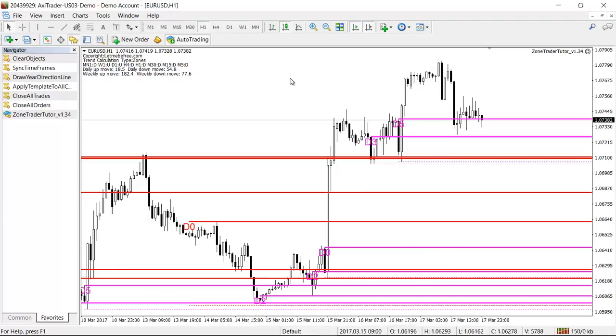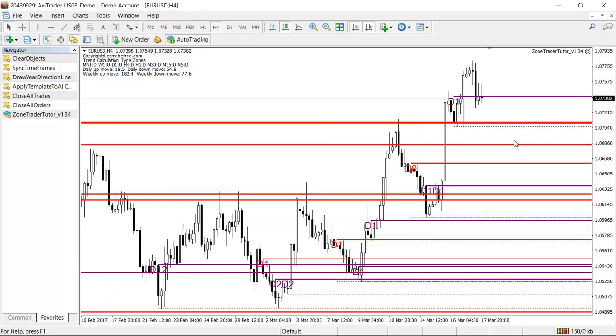H1 tends to be my favourite intraday time frame. H4 can be quite a good one as well. So here, for example, price has come back to this demand zone. You might want to be looking to buy here, but of course there are a lot of other factors involved which would influence our ultimate decision.